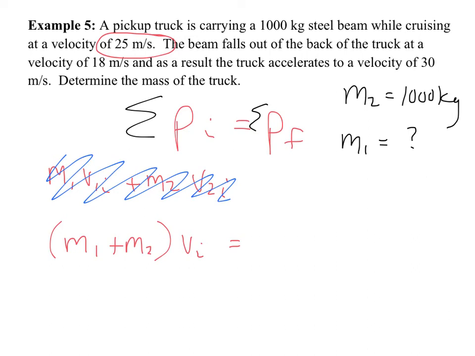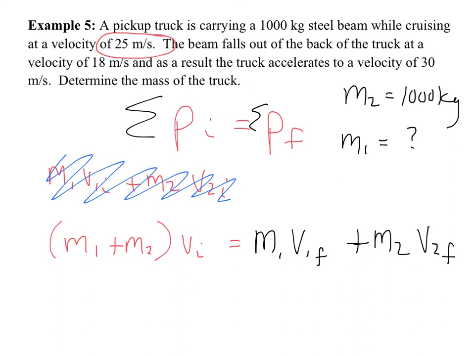So after the beam slides out the truck, out the back of it, we've got the mass of the truck times the velocity of the truck after. We've got the mass of the beam times the velocity of the beam after. And when I say after, I mean after whatever has happened. After the objects separated, after they collided, after they fused together as one object, after whatever it was that happened. That's what after is referring to here.